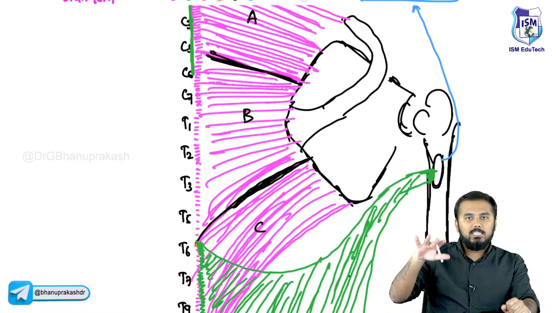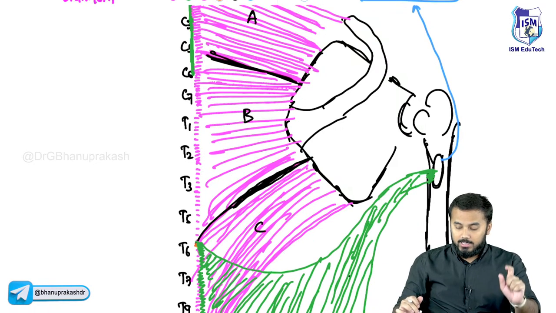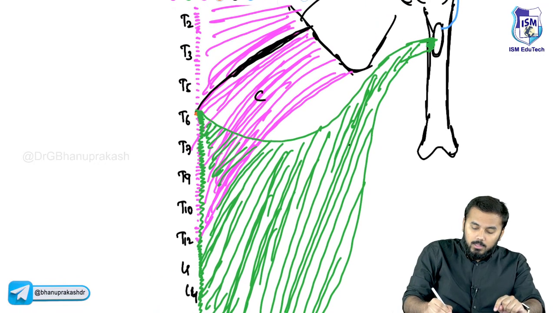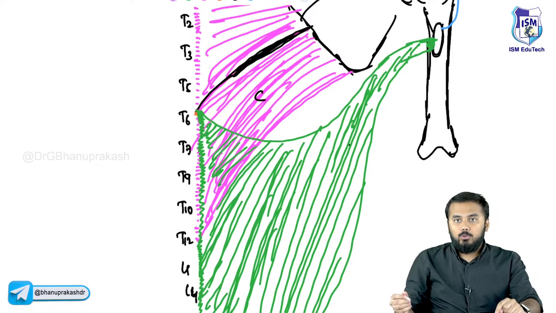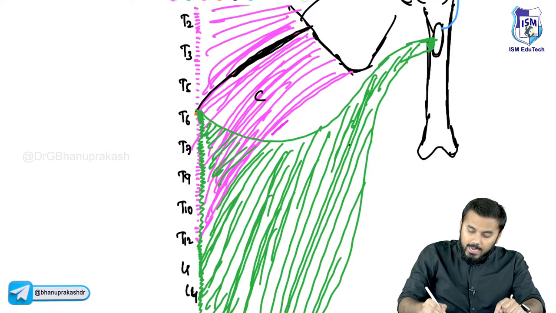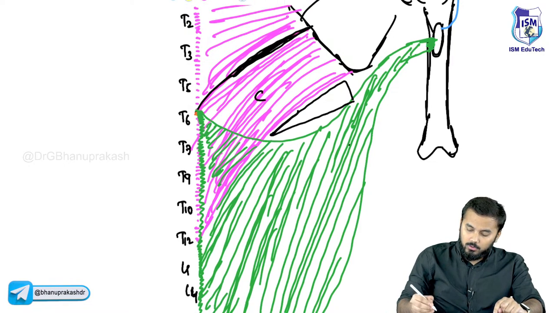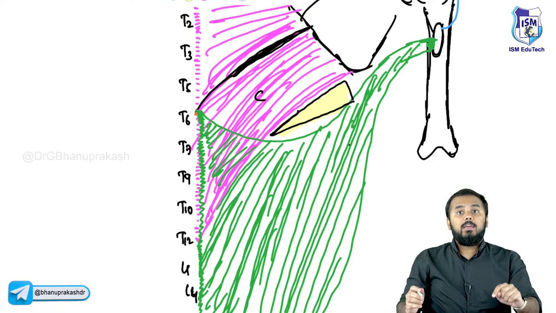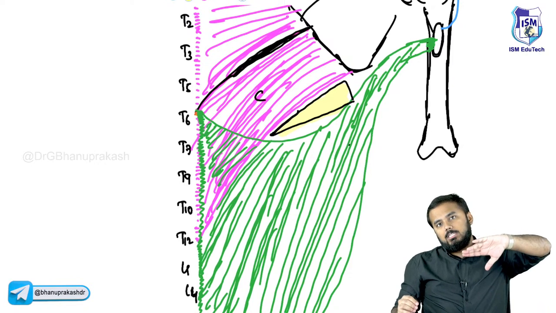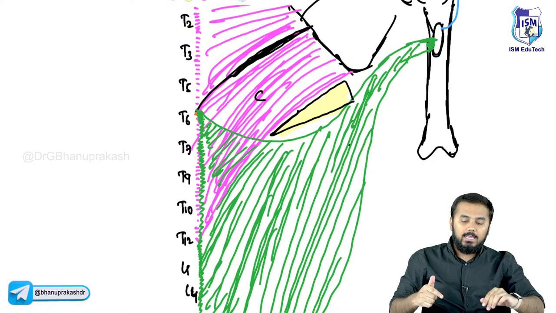Whatever I have told right now is just anatomy. Now, how do you relate anatomy with a clinical point, a real life situation? All of you look here now, pay attention here. You can very clearly see a small triangle here. Yes or no? Can you see a small triangle here? This is the trapezius muscle, this is the latissimus dorsi muscle. Trapezius is overlapping the latissimus dorsi and you see a small triangle here, right?